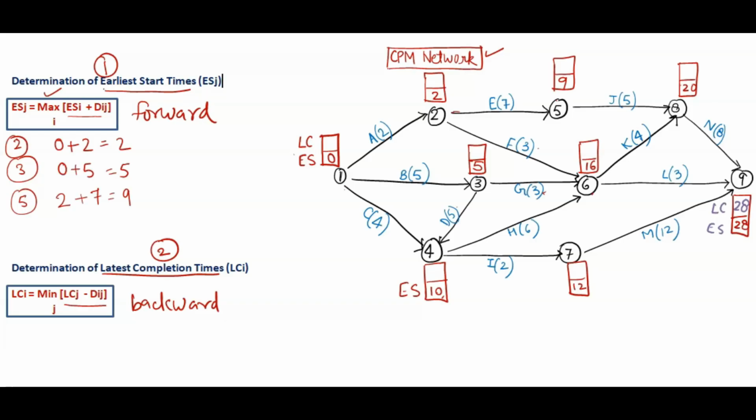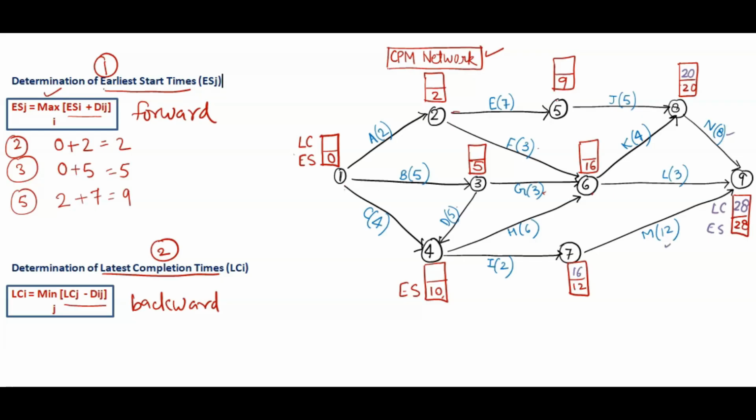Now from 9 to 8 we have to come. From 9 to 8, the 9th LC is 28, the 9th latest completion is 28, 28 minus the duration 8, that is 20, will come here. Now we have to come towards 7. From 9 to 7 we can come. 9 LC 28, 28 minus 12 is 16.